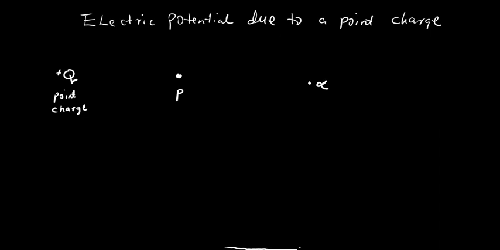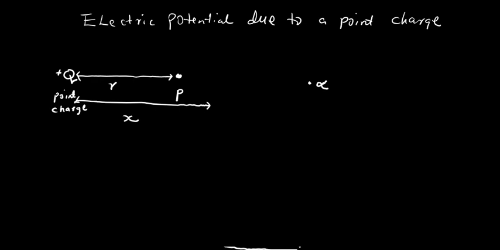Now, let's take the distance between this point charge and this position P as R. And the distance from the point charge, as you are bringing the test charge in from infinity, we can call X. Now, let's look at electric potential at this point P, which is at a distance R from the point charge.